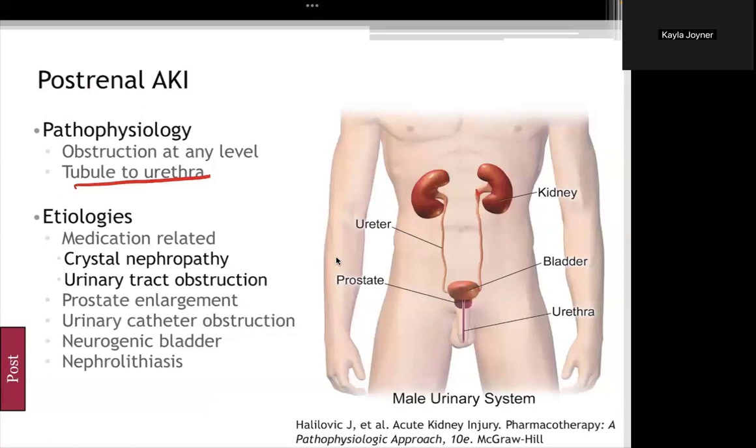Etiologies can be medication related, peripheral neuropathy, and urinary tract obstruction. Most commonly, prostate enlargement. You can have patients with neurogenic bladder, nephrolithiasis, which is a kidney stone, or a catheter obstruction that could be causing it. Most common is probably prostate enlargement and nephrolithiasis.